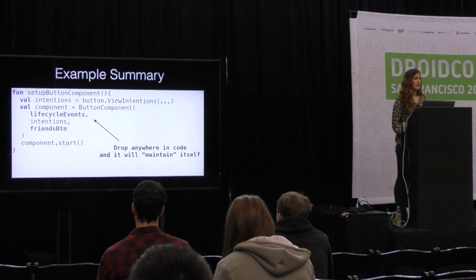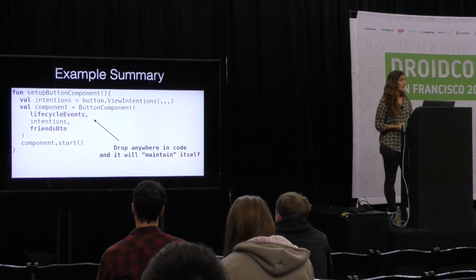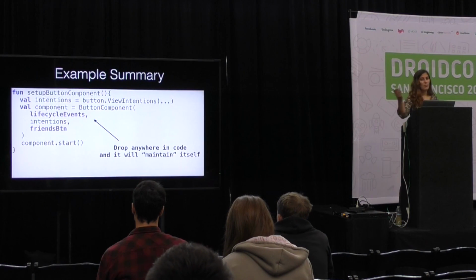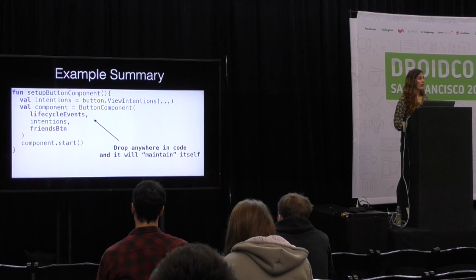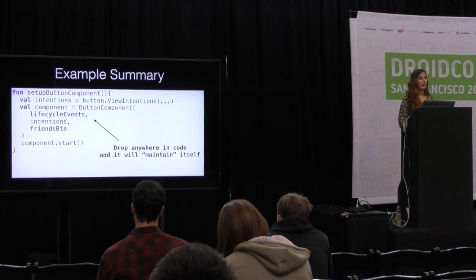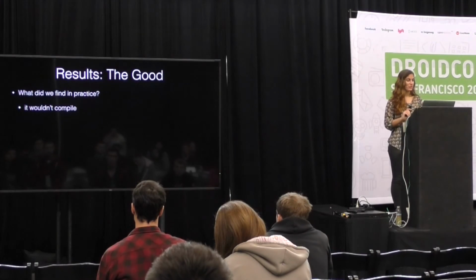Now, plugging this into an app, this is something that you would do. You would say, here are your intentions, make a component from those intentions, and then call start on it. So these couple of lines of code can be placed anywhere in your app, and it will maintain itself in that you will never need to touch it again. It will call all its own observables and deal with all the state changes.